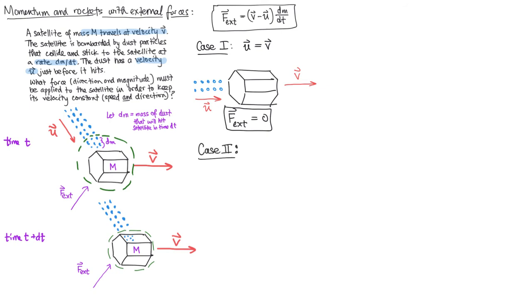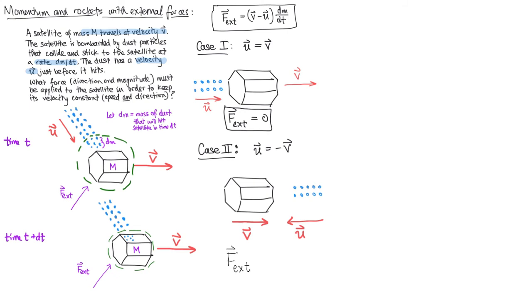How about case 2? This time let's let the dust have the same speed, but opposite direction from the satellite. So this looks like the following. We have our satellite moving rightward with velocity v, and our dust leftward with velocity u, and those 2 speeds are the same. So according to our equation for the force we have to apply, we'll see that we need an external force that's equal to v minus u times dm dt.